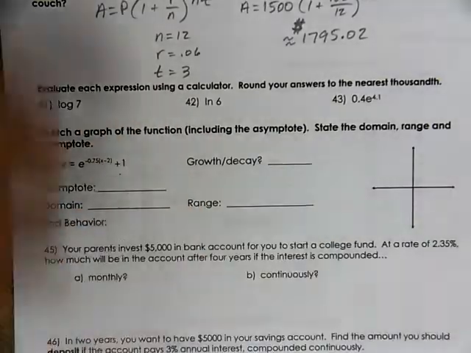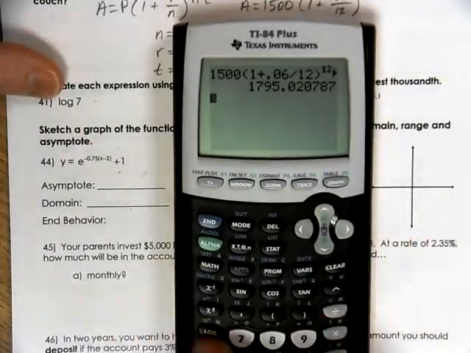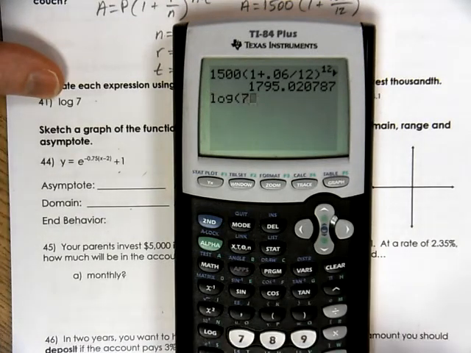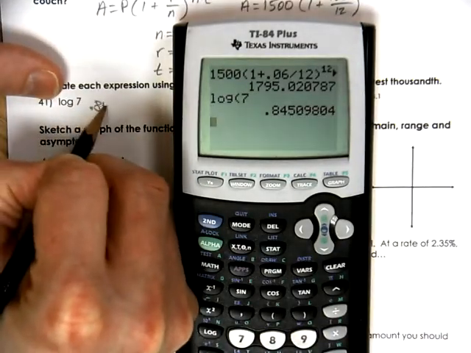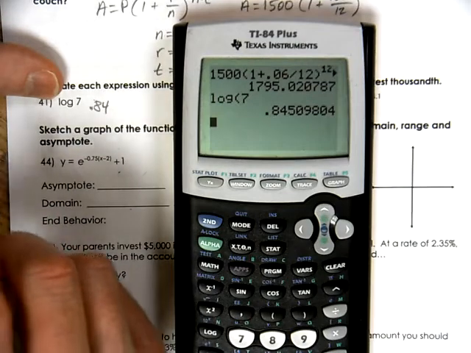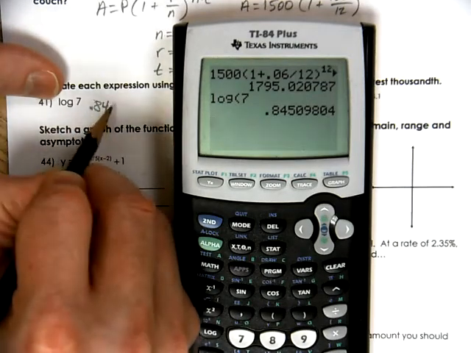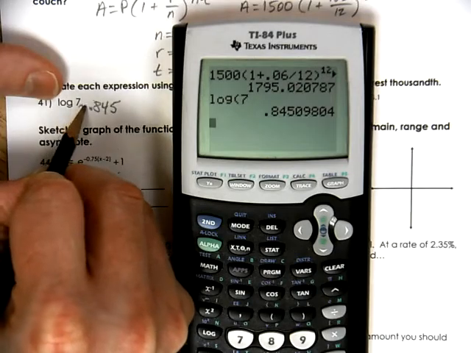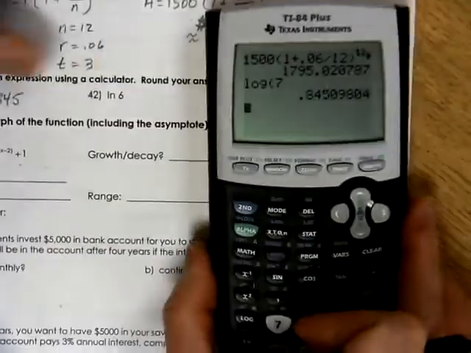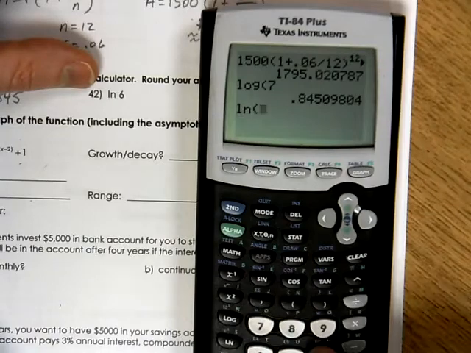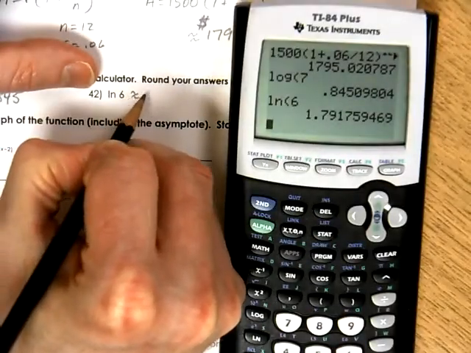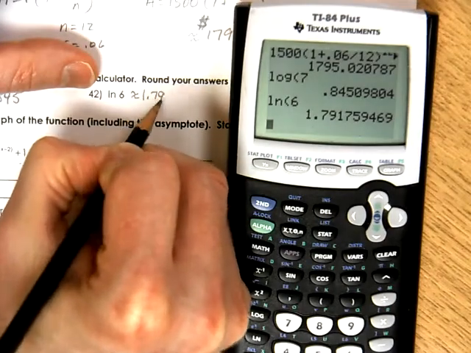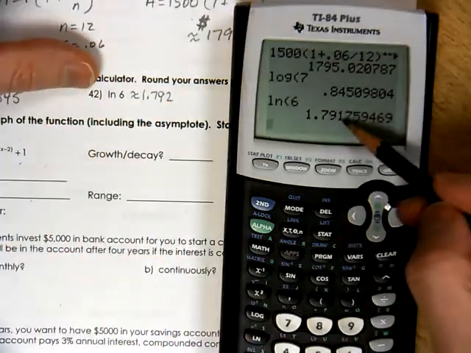Evaluate using a calculator. So we know how to hit the log button. So this is asking 10 to what power is 7, so that's less than 1. And it's asking us to round to the nearest thousandth, so tenths, hundredths, thousandths. So that's approximately that value. So this is e to what power equals 6. Approximately 1.792 because we would round up.